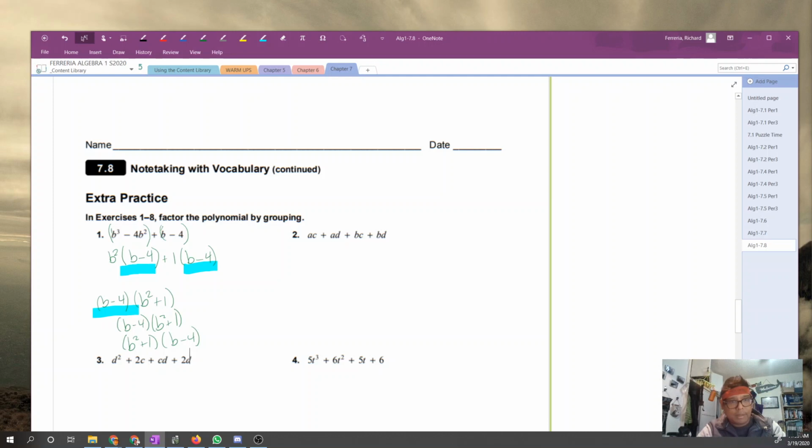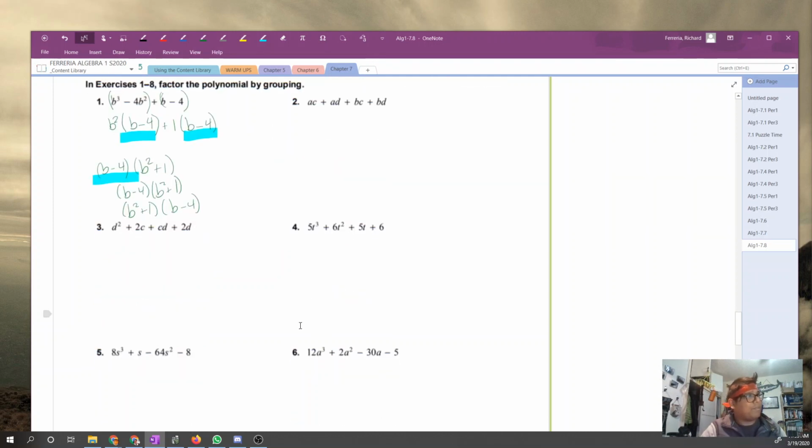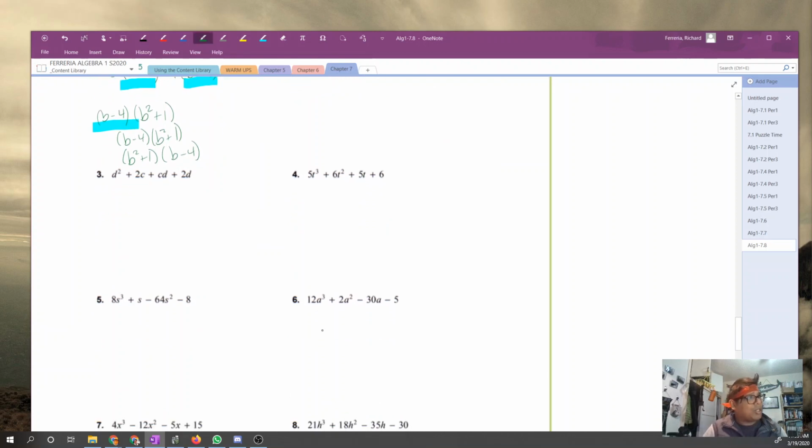All right, let's move on. Let's do one more of these, factor by grouping. And I want to show you what happens if you have a negative sign here, okay? So the first thing I'd like to do is rewrite this so that it is plus negative 30a minus 5. That's the very first thing I want to do.